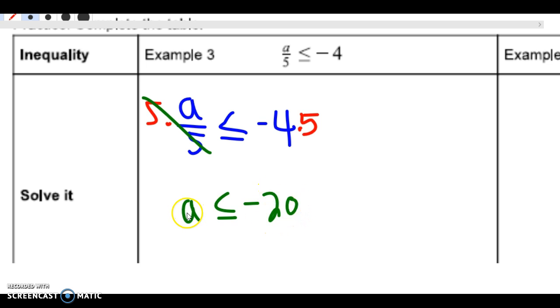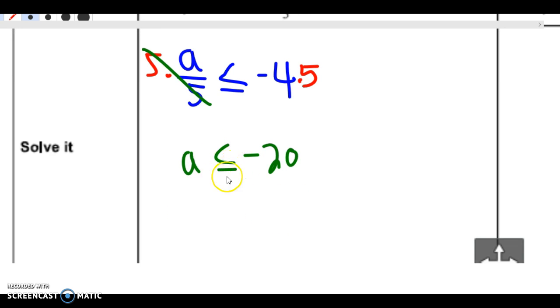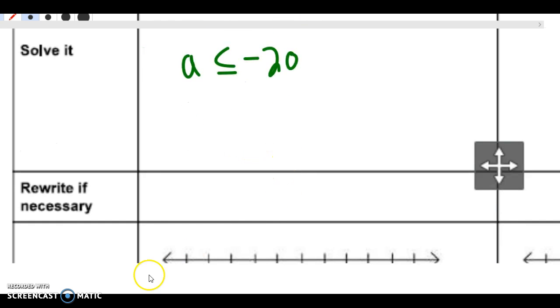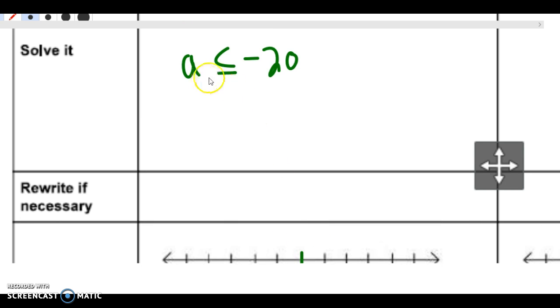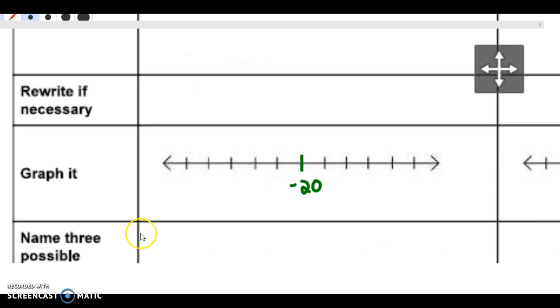That's our answer. All numbers that are less than or equal to negative 20. We have our variable on the left side, so we don't need to rewrite this. So let's put negative 20 over here. We want to shade all numbers that are less than or equal to negative 20. So that would be a closed circle at negative 20, and all numbers that are less than or equal to negative 20.